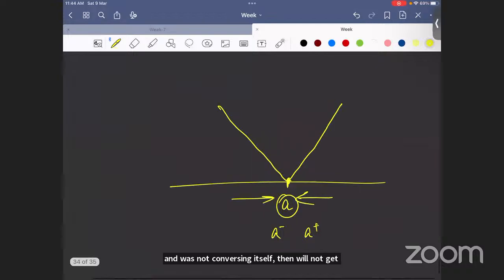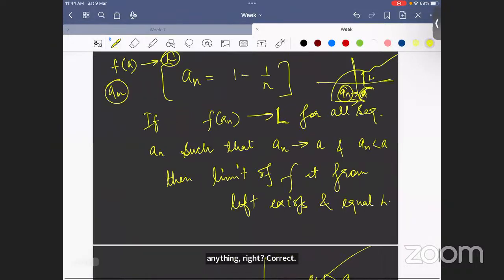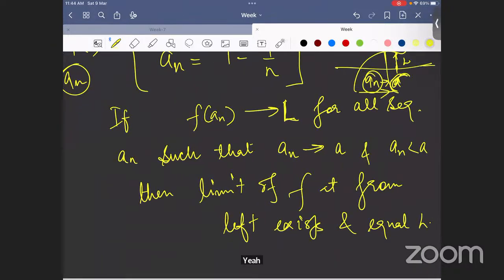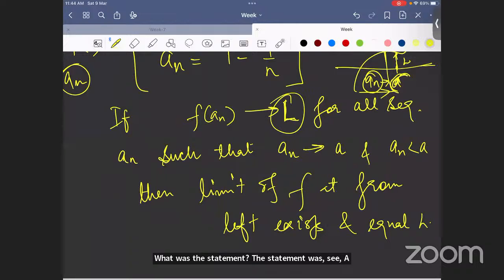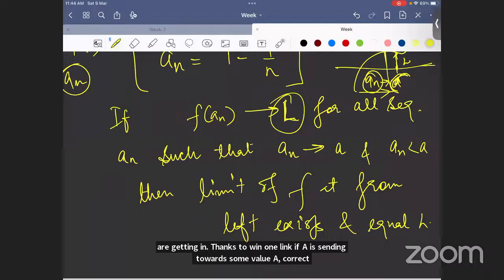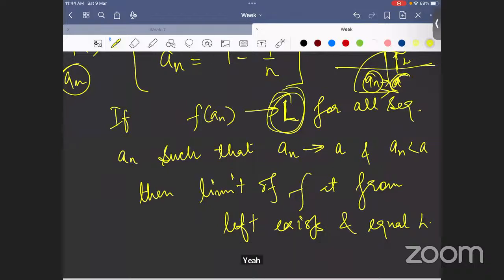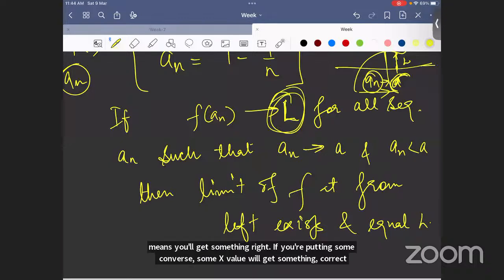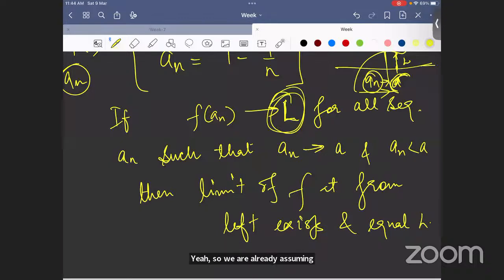Yeah. See, what was the definition? What was the statement? The statement was, you are getting f(a_n) tends to L only if a_n is tending towards some value a, correct? Yeah. That sequence was converging towards some a, then only you will be able to get it, because there is a function, and if you have a function, that means you'll get something, right? If you are putting some x value, you'll get something, correct? Yeah. So we are already assuming that a_n is converging toward a. If a_n is converging toward a, that means what? You'll get something out of that.